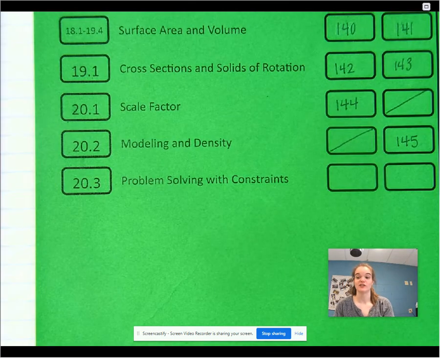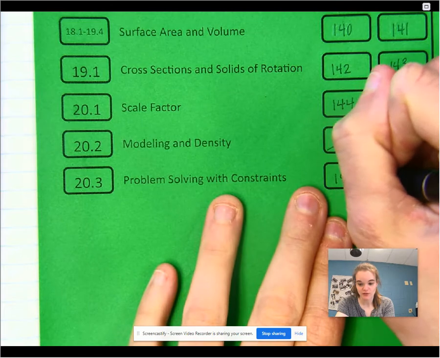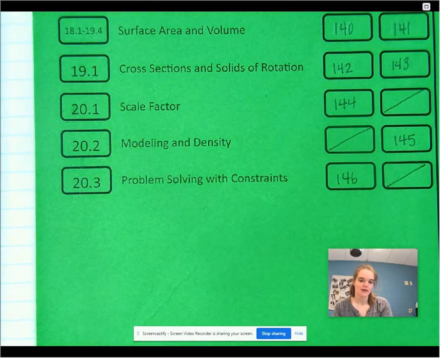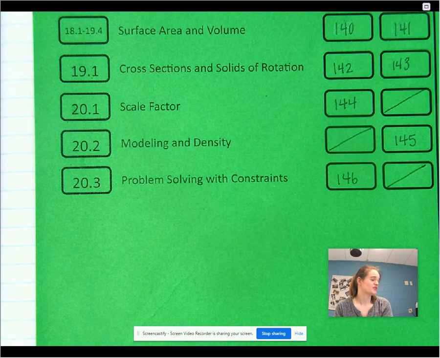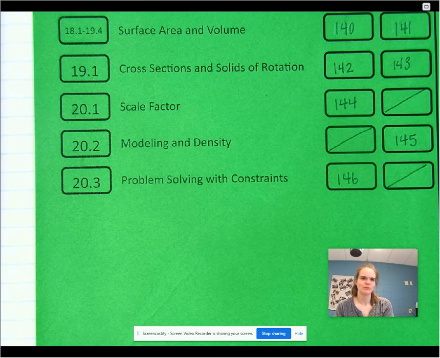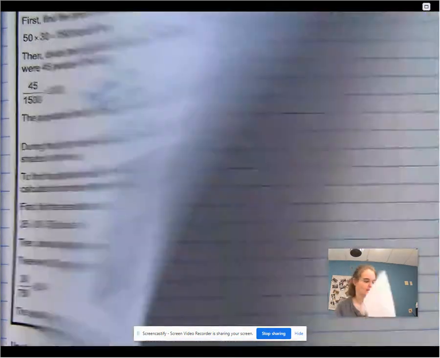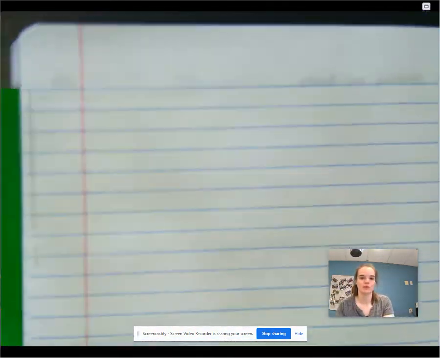Alright guys, this is actually the last page we're going to use in your notebook, and that is 146. We're going to talk about problem solving with constraints. Technically, we've done this before. We did it back when we were doing volume of a sphere, where we would solve for missing pieces. That's really what we're going to be doing. But 20.3, problem solving with constraints, is on 146.